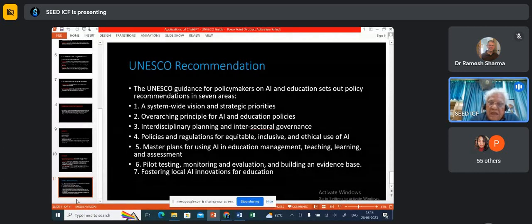Master plans for using AI in education management, teaching, learning, and assessment have to be worked out and then shared with the education institutions in a big way, showing how one can work. Pilot testing, monitoring, and evaluation, and working on an evidence base, also have to be developed. And the last suggestion is fostering local AI innovations for education. We have not yet started. Certain innovations have started in this aspect, but we have not yet started AI innovations in education. These are the few recommendations suggested by UNESCO, and they are working on them.